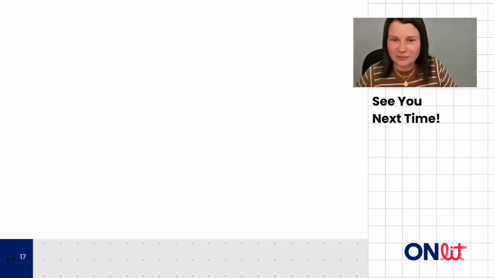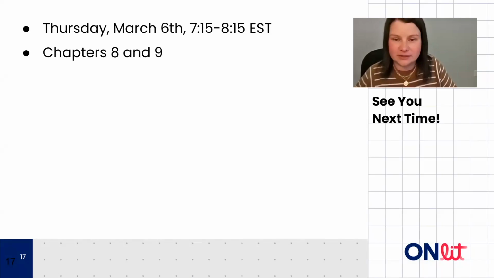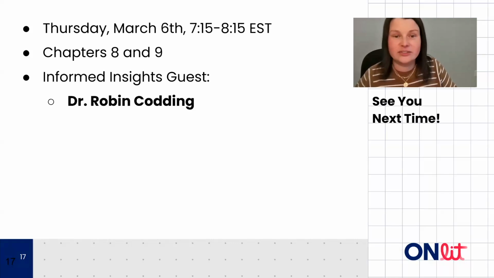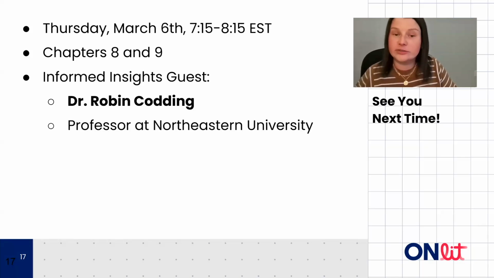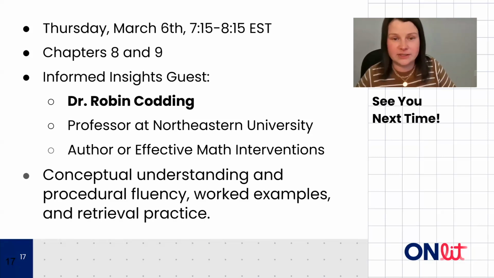Our 4th session will be on Thursday, March 6th at 7:15 Eastern Standard Time. We will cover chapters 8 and 9 on effective mathematics instruction and the importance of knowledge. Our Informed Insights guest will be Dr. Robin Cotting. Dr. Cotting is a professor of school psychology at Northeastern University, associate editor of academic journals, and co-author of the book Effective Math Interventions, a guide to improving whole number knowledge. She will share her expertise on conceptual understanding and procedural fluency, worked examples, and retrieval practice.